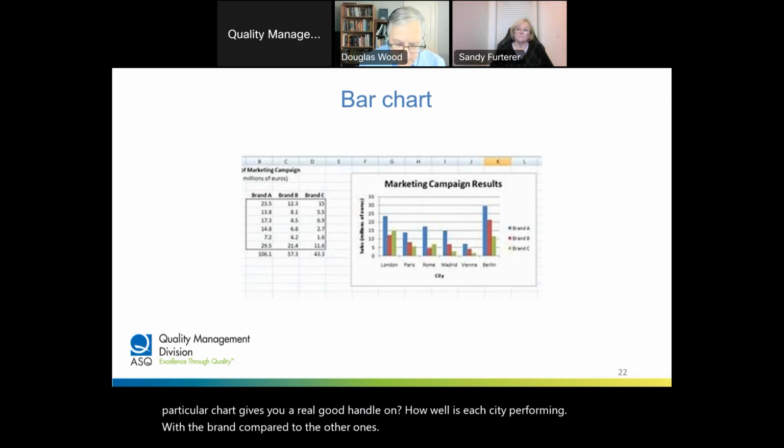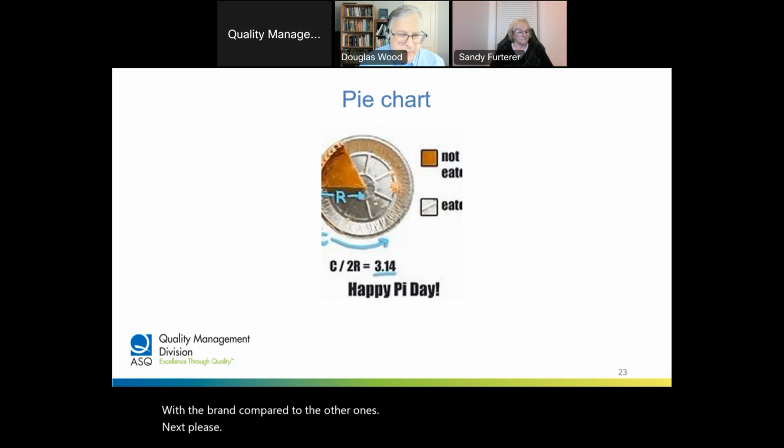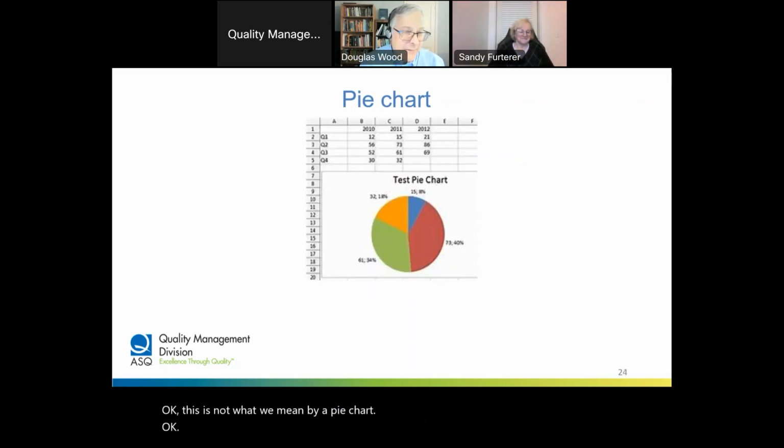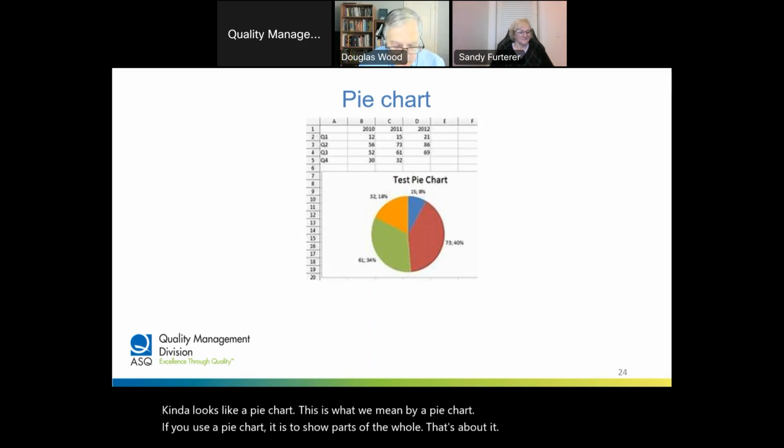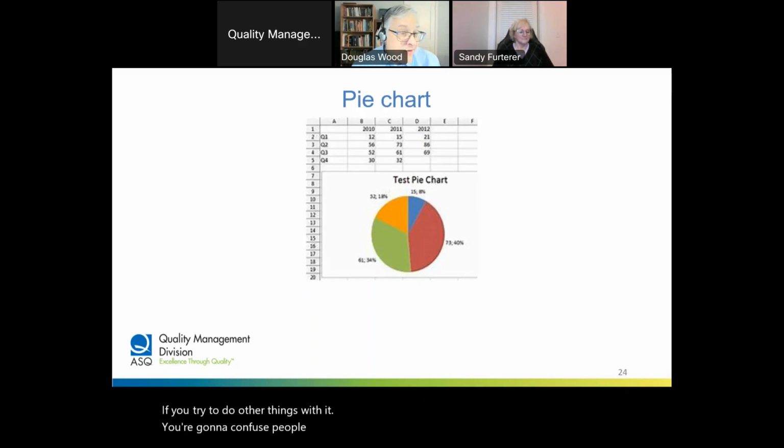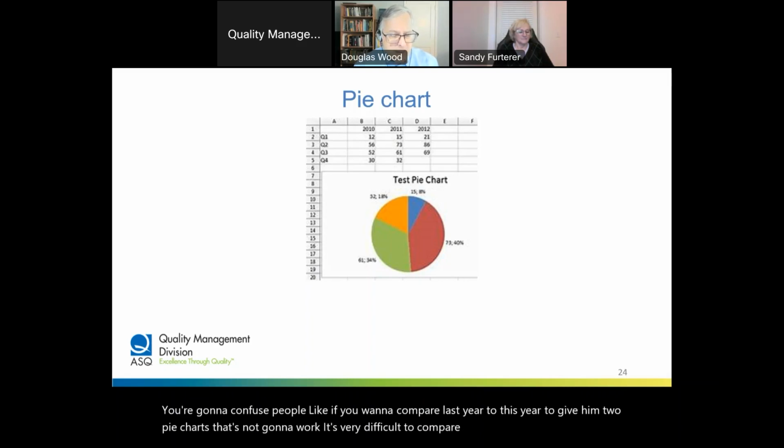Next, please. Okay, this is not what we mean by a pie chart. Okay? It kind of looks like a pie chart. This is what we mean by a pie chart. Now, if you use a pie chart, it is to show parts of the whole. That's about it. If you try to do other things with it, you're going to confuse people. Like if you want to compare last year to this year and you give them 2 pie charts, that's not going to work. It's very difficult to compare wedges from one time period to another.